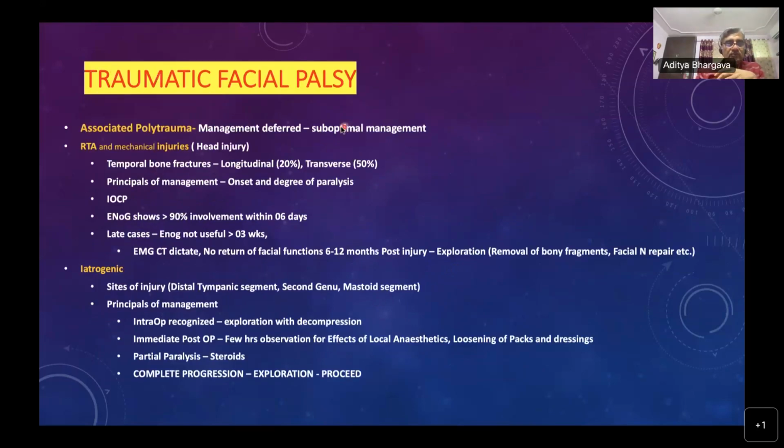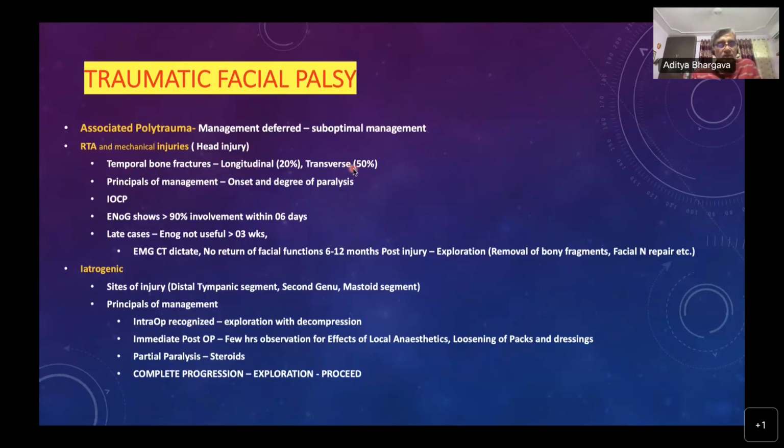Now here comes the more important one, traumatic facial nerve paralysis. Associated polytrauma complicates things. There is a case of head injury with multiple fractures, and the facial nerve takes a back seat. Management becomes deferred, therefore this becomes suboptimal management. Why? Because the facial nerve injury is detected later on, but for us otolaryngologists, when we detect it is very, very important. Causes are RTA and mechanical injuries like head injuries and temporal bone fracture.